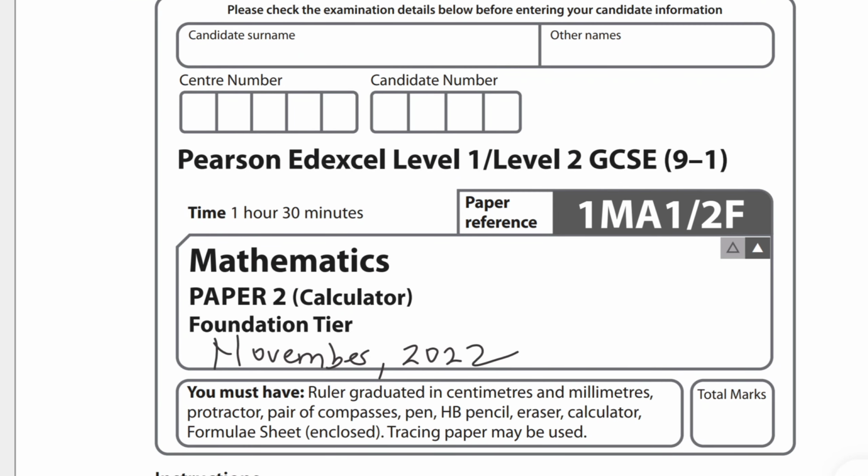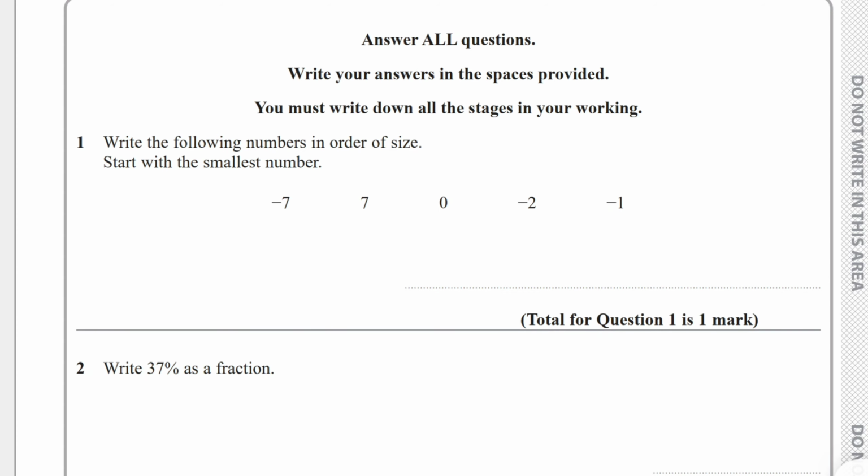Hi, this is the Paper 2, the calculator past paper of the Foundation Tier, November 2022 past paper. So we'll answer all questions. Question 1. Write the following numbers in order of size. So we start with the smallest.